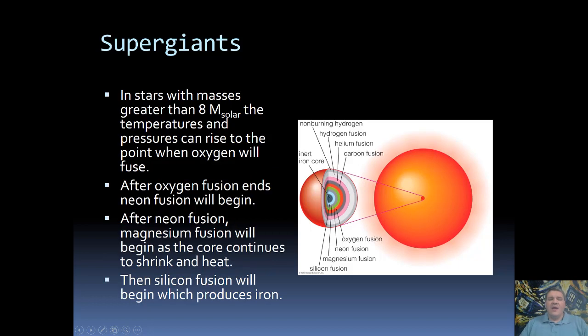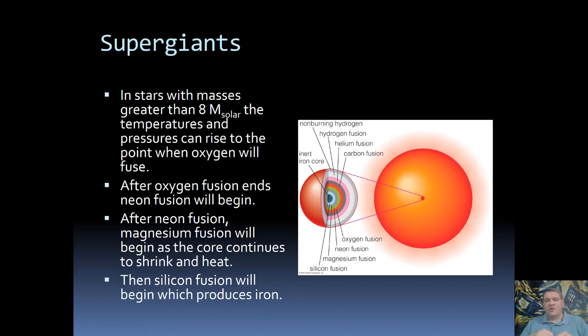Now, in stars that are above 8 solar masses, these stars are going to have enough gravity to get to a high enough pressure and temperature that they'll be able to fuse even beyond carbon. So once the carbon is used up, these stars will begin fusing oxygen. After the oxygen is used up, the stars will begin fusing neon. When the neon is used up, they'll begin fusing magnesium, and in each step, the core is going to shrink and heat. After magnesium fusion ends, we'll have silicon fusion, and the product of silicon fusion is iron.